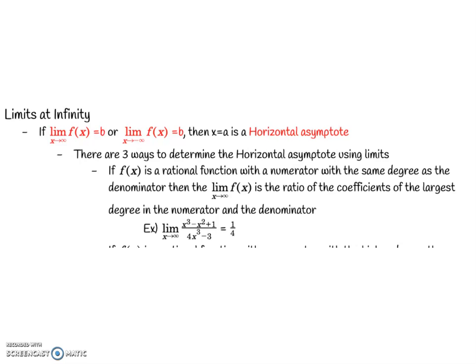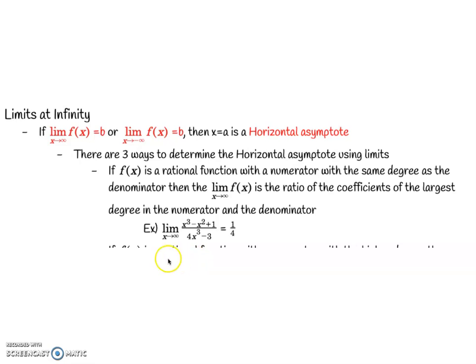If f of x is a rational function with a numerator of the same degree as the denominator, then the limit as x approaches infinity of f of x is the ratio of the coefficients of the largest degree in the numerator and the denominator. Doesn't this seem familiar? Yes, this is the rule that we use to find the horizontal asymptote in the precalculus rational function unit. So, let's look at the example.